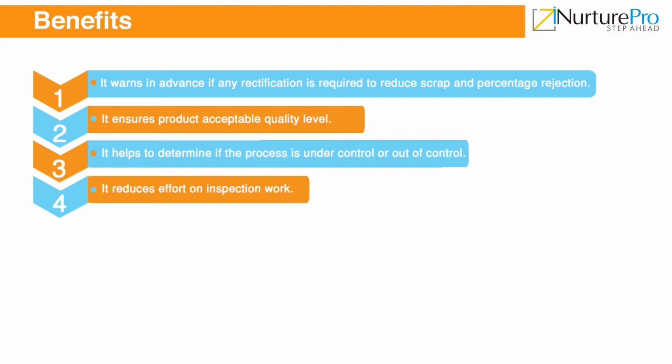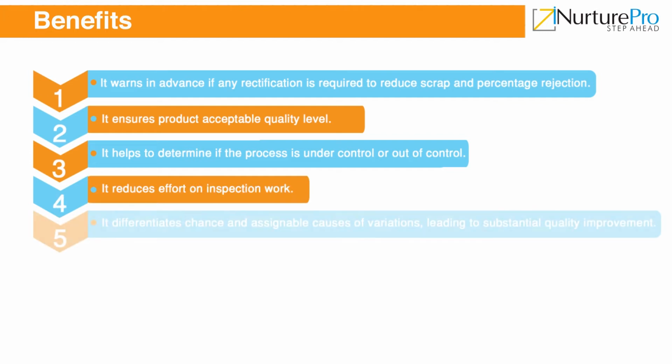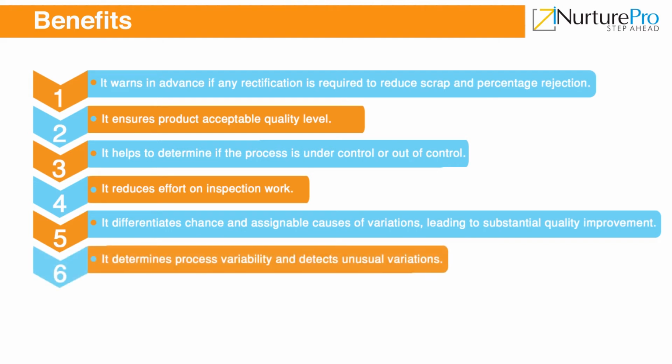It reduces effort on inspection work. It differentiates chance and assignable causes of variations, leading to substantial quality improvement. It determines process variability and detects unusual variations. Next, let's look at use of control charts for variables.